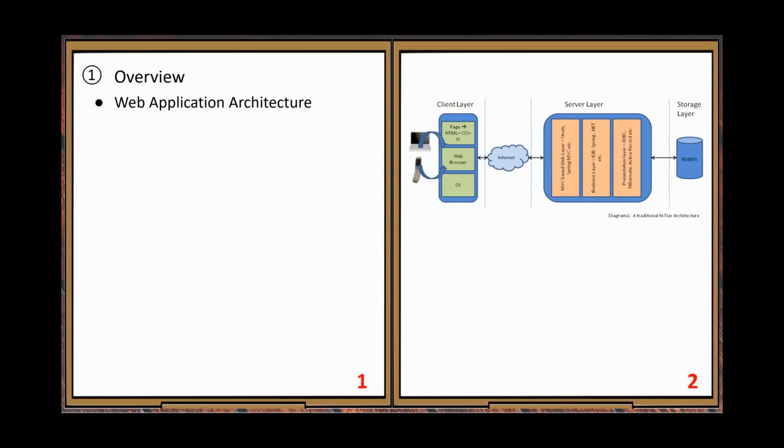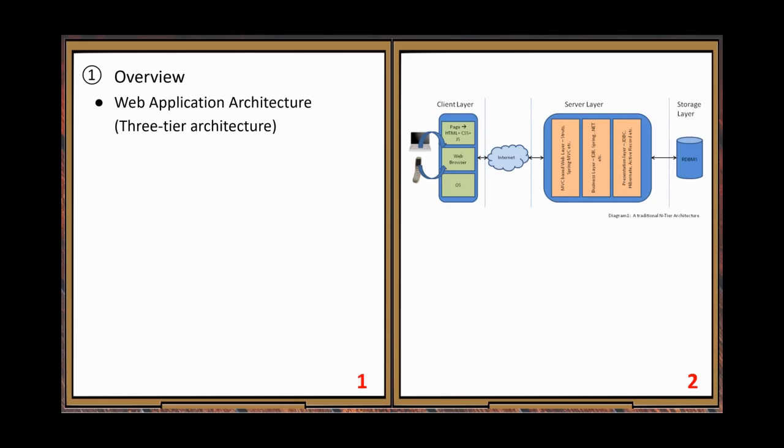The first column, client layer. Then the internet, the cloud thing. Then server layer. In the last column, storage layer. That's the typical web application architecture. Let me explain a little bit. We call it three-tier architecture. That's pretty much the standard way that people call it.